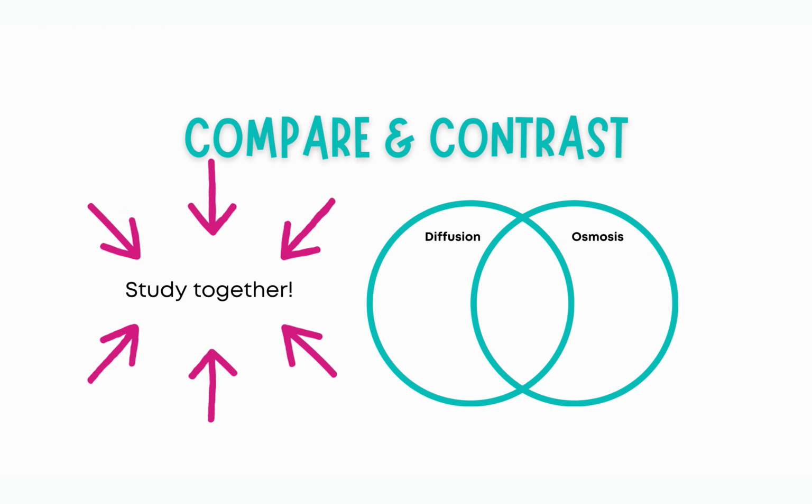These are great to study together, and I recommend making little Venn diagrams. So you put the topic and their unique characteristics go in the circle that doesn't overlap, and what they have in common goes in the overlapping circle.